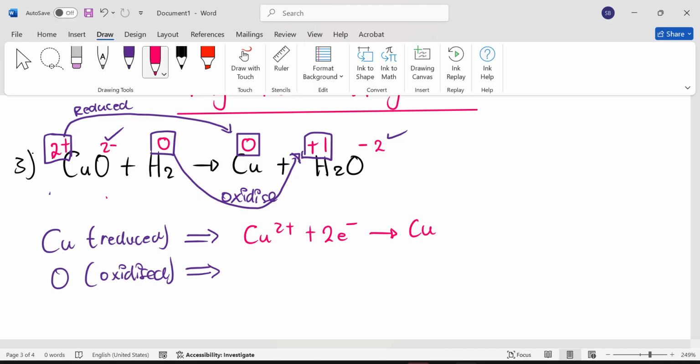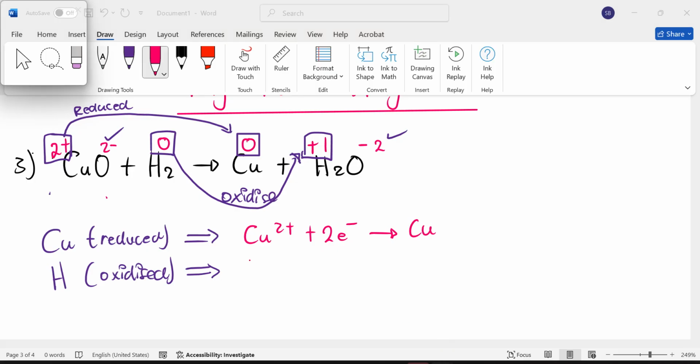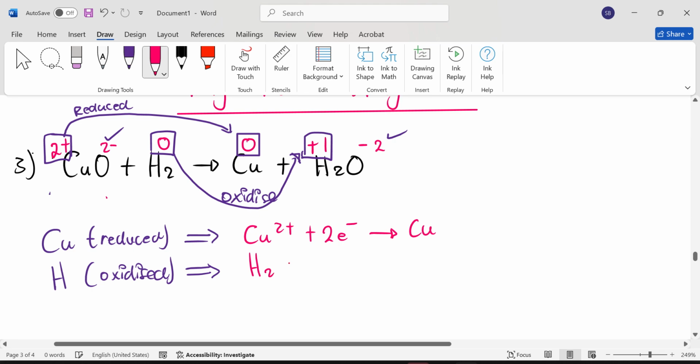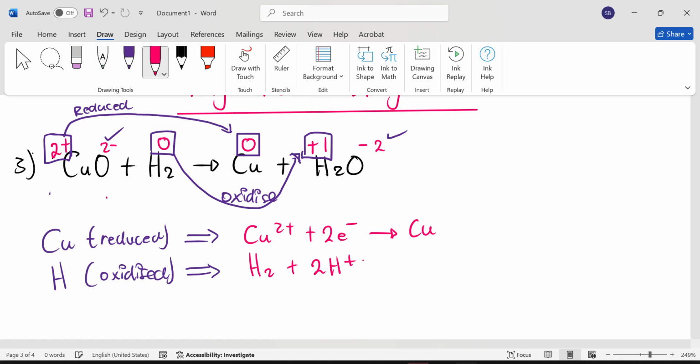Right, and then for hydrogen. Oh, I literally just said oxygen. I'm so sorry. It's supposed to be hydrogen. Hydrogen will then be, if I remember correctly, H2. It's supposed to be H2, which will then give me 2 protons plus 2 electrons. Yes, that's how it should be. My bad.